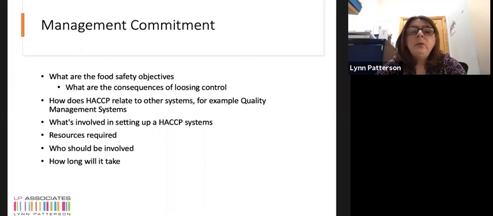You need to consider what's involved in setting up the HACCP system. Who should be involved? What resources are needed? Do you have the necessary expertise in-house within your business, or do you need to buy that expertise in? How long is it going to take? What stage are you at? So you need to do a bit of a gap analysis to see where you're at and where you need to get to.